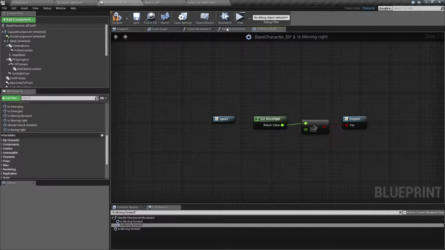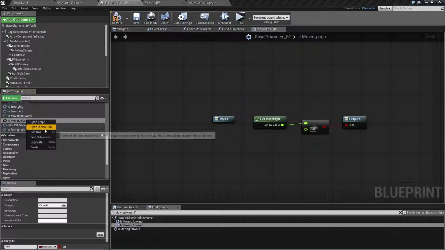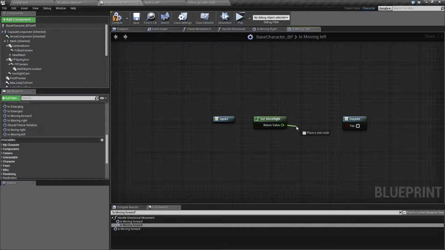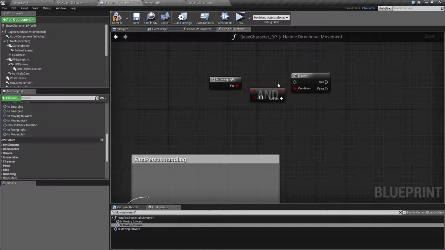And we need a similar one. Just gonna say is moving left. Duplicate this and call it is moving left. Open that one up and change that to say less than 0. Then we know we are moving left. Okay, so close those up and say okay.